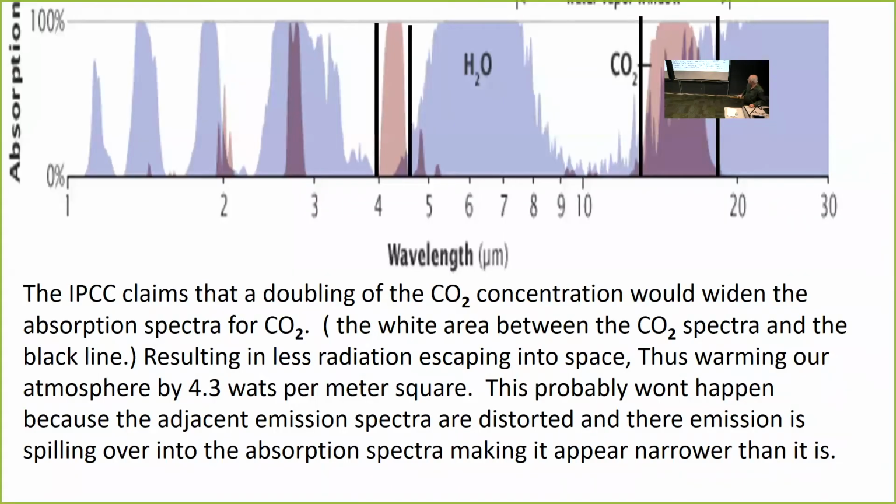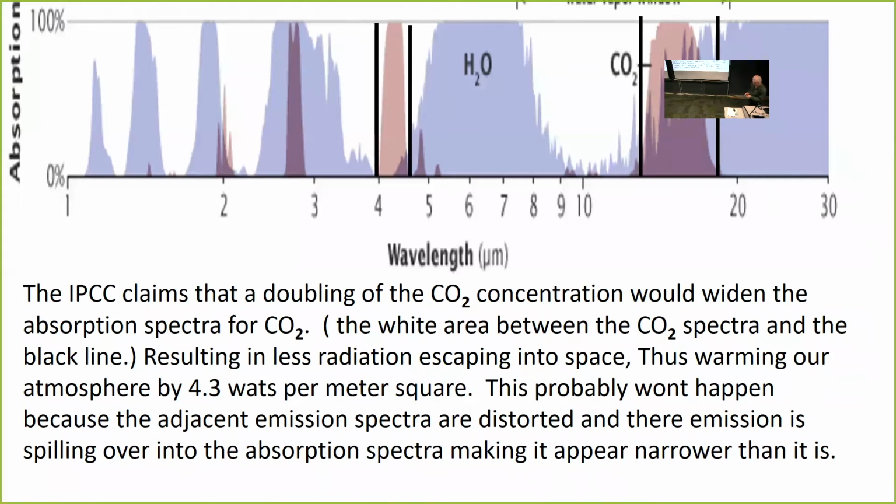So the IPCC claims that this doubling would be 4.3, and I'm saying the reason this peak is narrow and is not matching the black line is because the radiation in the white areas is spilling over into it, preventing it from being as wide as it really would be displayed if we had a perfect spectrometer.